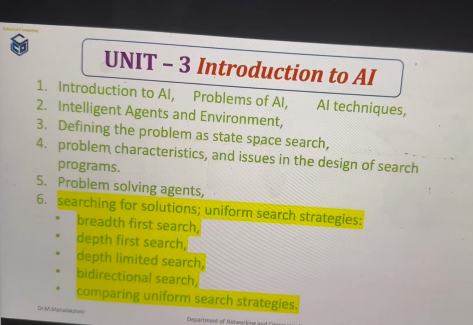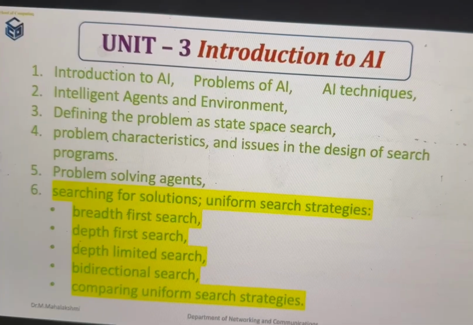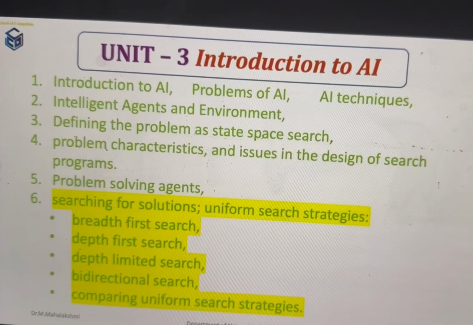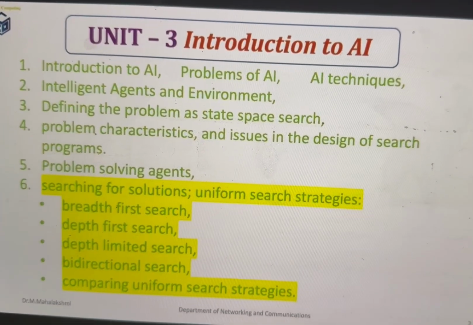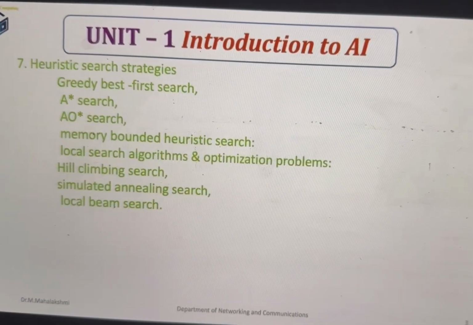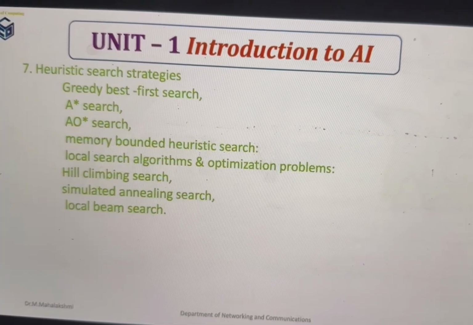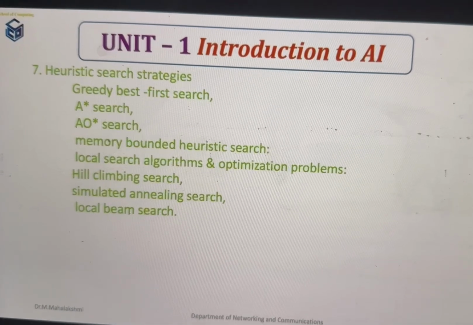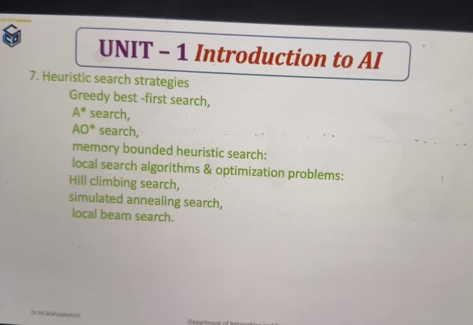So this is about unit 3. There are 3 parts. You can divide this entire unit 3 into 3 parts. One is basic introduction about AI. The second is algorithms for uninformed search. Also, it is called blind search. And the third one is informed search. Okay, it is also called heuristic search algorithms. So these 3 parts, we can divide your unit 3 into.